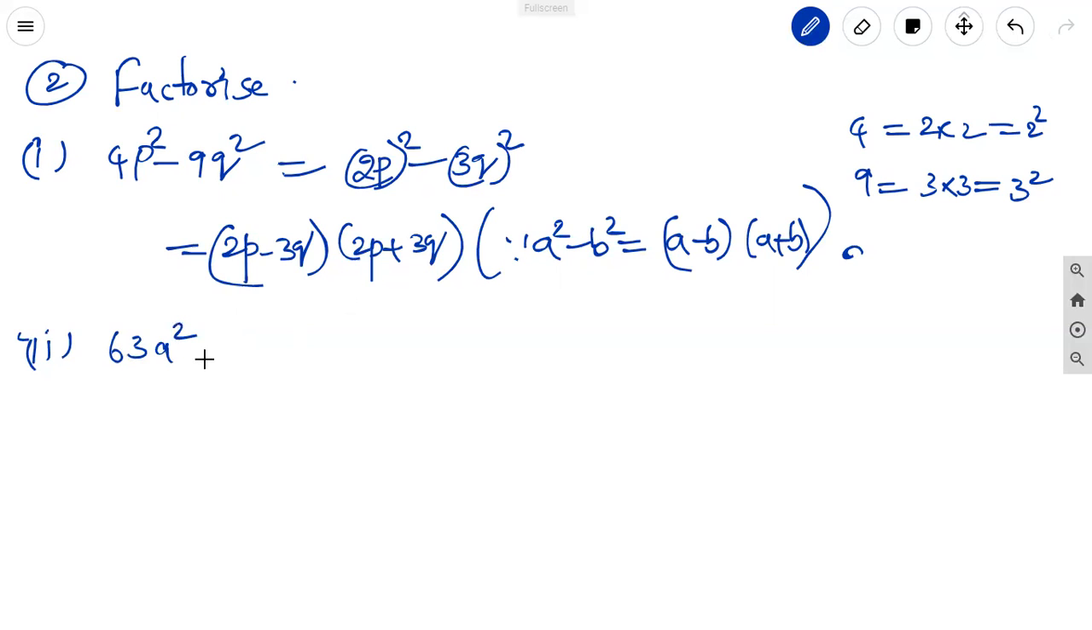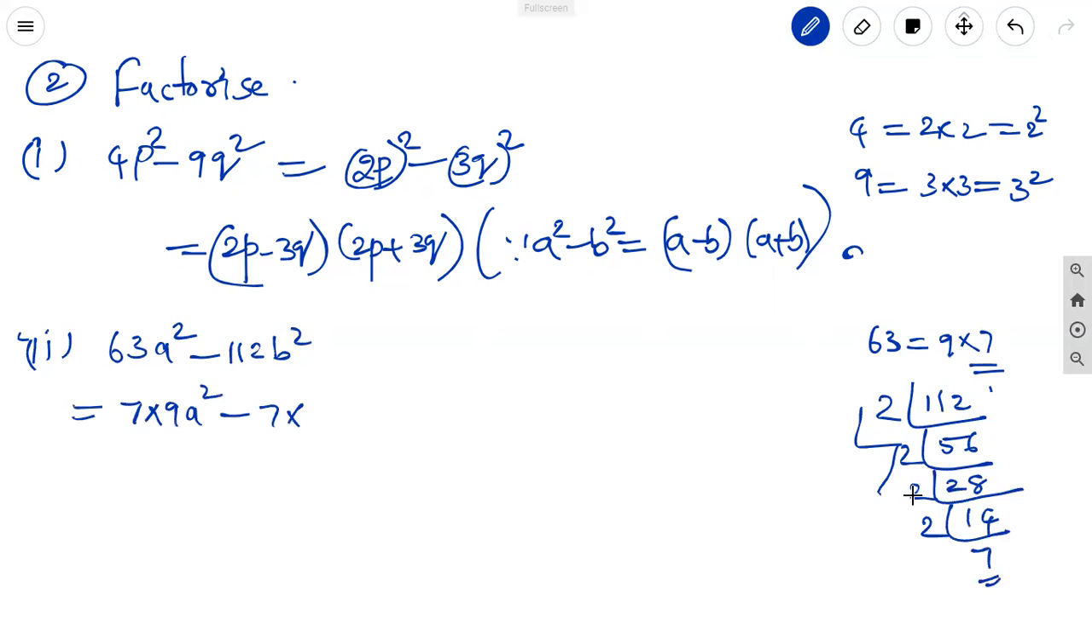63a square minus 112b square. 63 means 9 sevens, 9 sevens are 63. 112 means 2 sevens are 14, 14 eights are 112. So 7 is common from the two terms. 7 into 9a square minus 7 into 16b square. So 7 is common from the two terms.